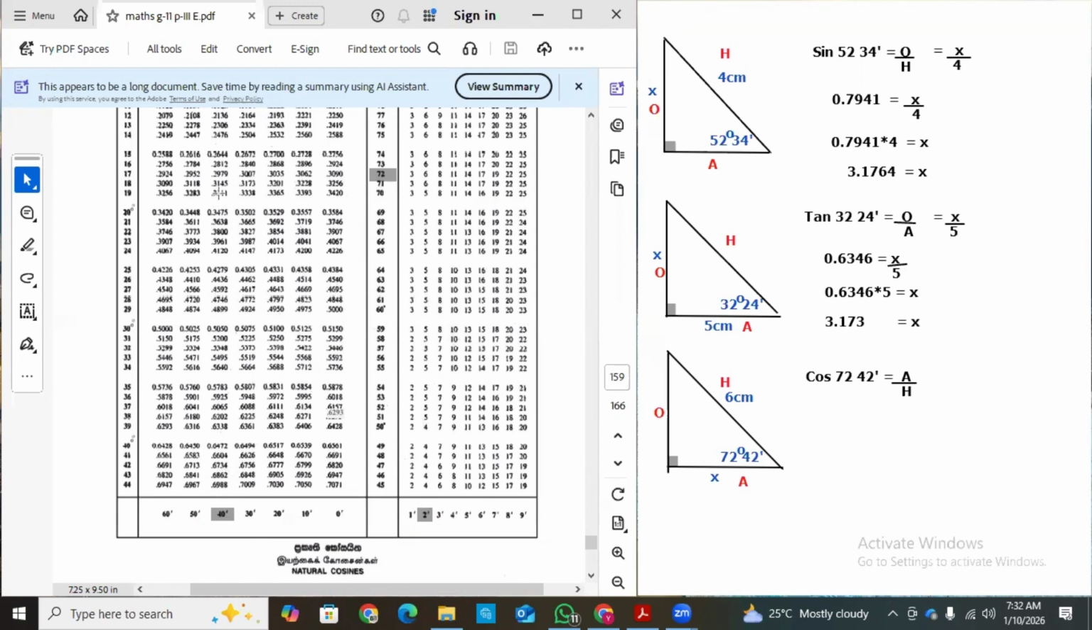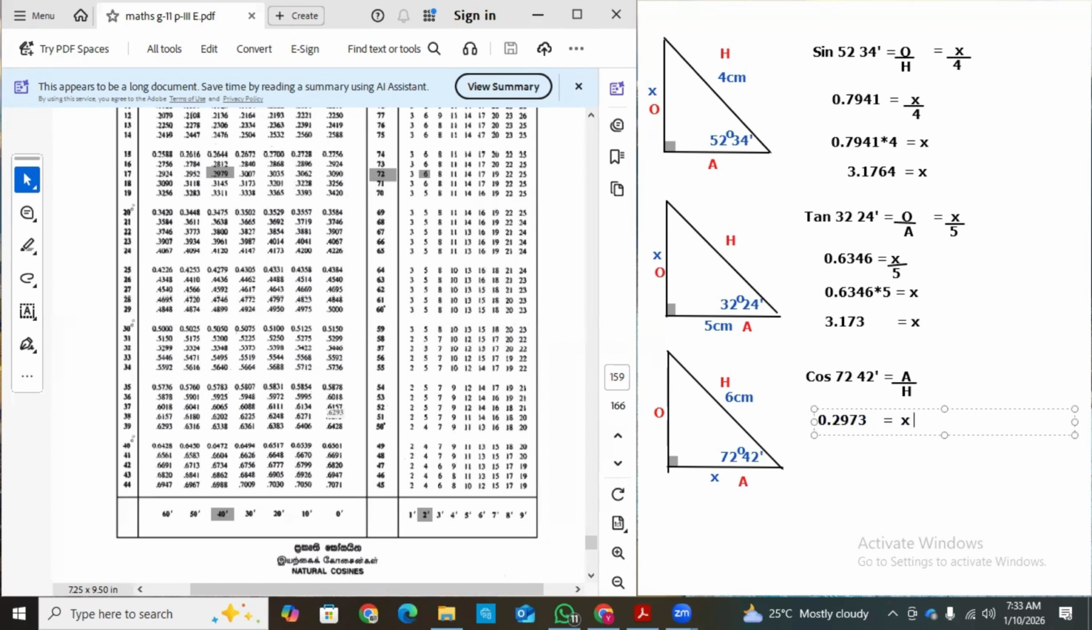numbers. Now 72, 40 is 29, 79. That is 29, 79. And now we have to subtract how much there? 6. So from 29, 79, we have to subtract 6. Then the answer is 29, 73. And we'll mark that down. 29, 73. That's also 0.2973.